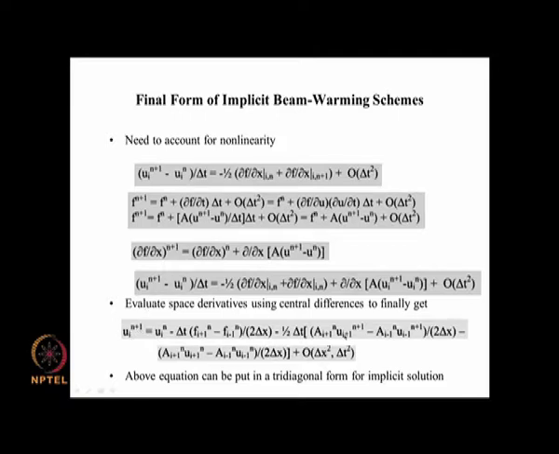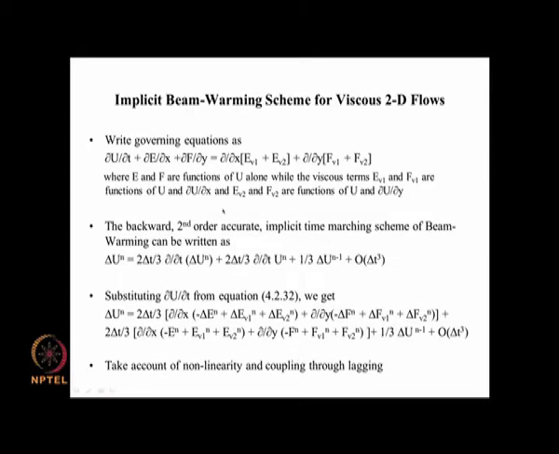In this form, it is implicit, therefore we had to evaluate u_i^(n+1) in terms of u_(i+1)^(n+1) and u_(i-1)^(n+1), and these can be put in the form of a tridiagonal matrix equation. As we noted at that time, this equation has the capability to take account of nonlinearity. Since we are dealing with a single equation, the coupling aspect does not arise here, and this particular form can be put in a special form.